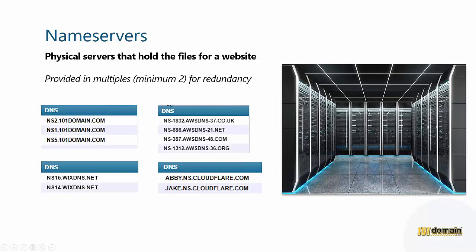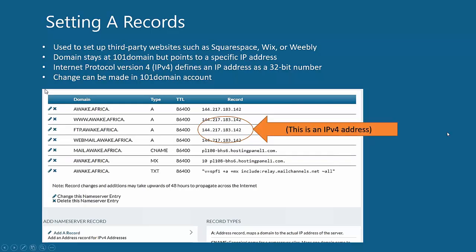Okay, now if you're changing regular DNS from within 101 domain's system, you would go to your domain name in the account and click on the DNS records, and you would see something like this. You've got all sorts of different A records here and some other ones that we're going to talk about later, and you'll see that these are pointing towards an IP address. Okay, so that means we're still using 101 domain's DNS, but we're pointing somewhere else.